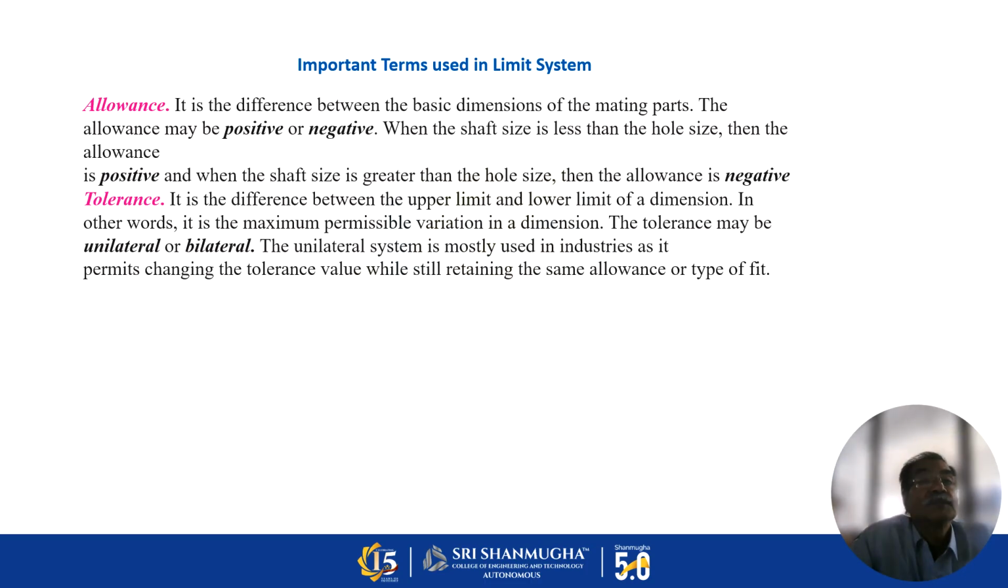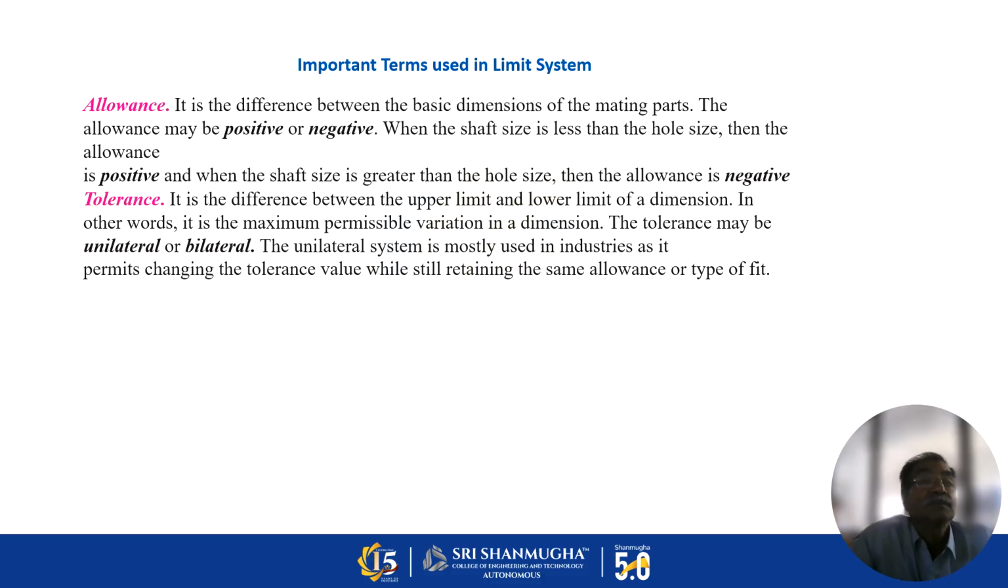Then allowance. It is the difference between the basic dimensions of the mating parts. The allowance may be positive or negative. When the shaft size is less than the hole size, then the allowance is positive. When the shaft size is greater than the hole size, then the allowance is negative.